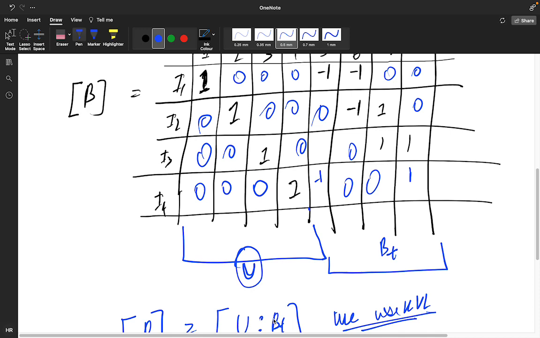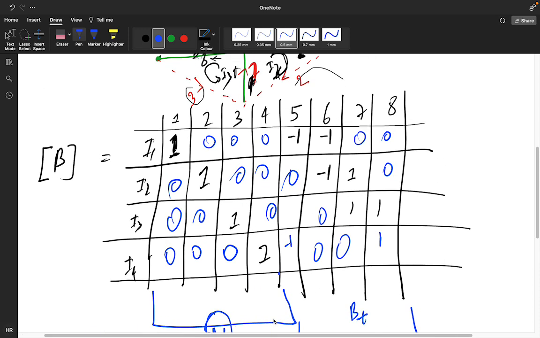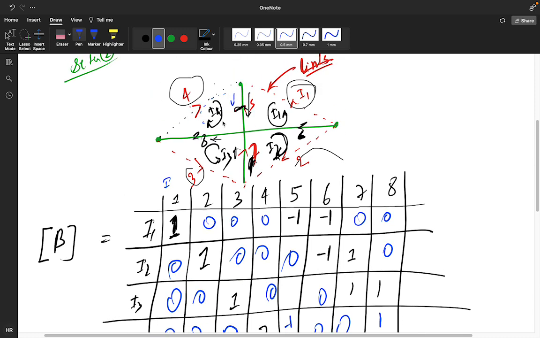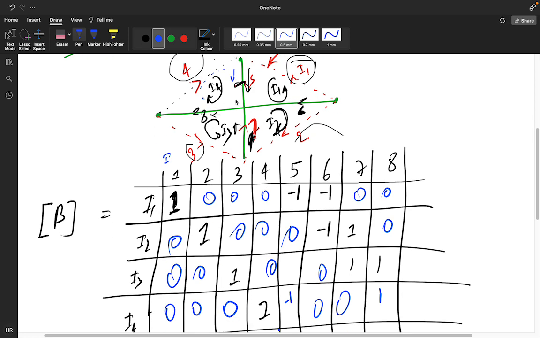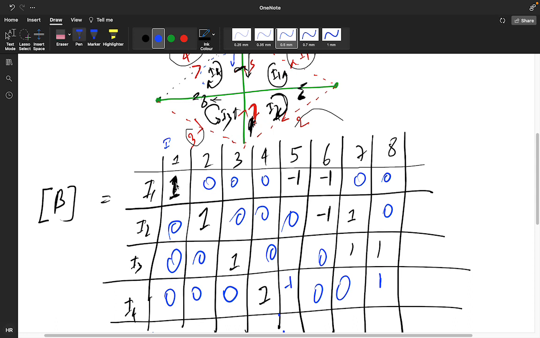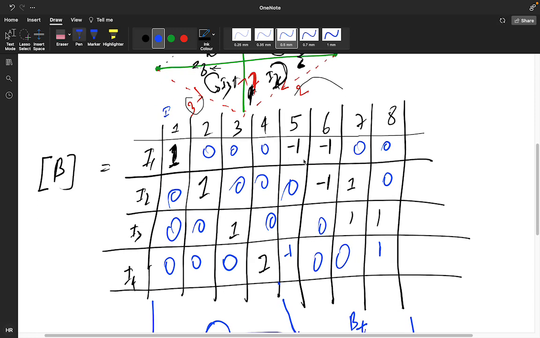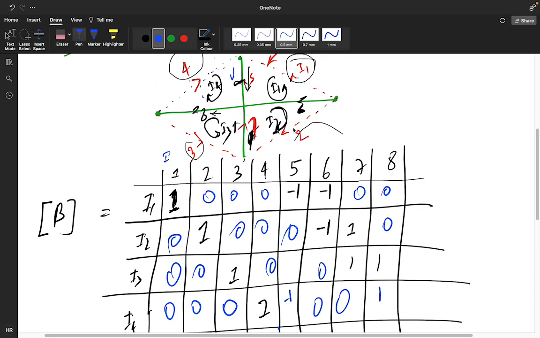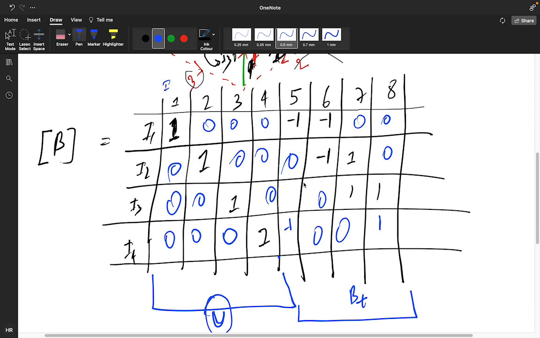BT is nothing but a representation. See, how many loops we got? I1, I2, I3, I4. I1 loop, see the loops. I1, I2, the I1 loop is there. You get the I2 loop, you get the I3 loop, you get the I4 loop. So always you will get the sequence like this: I1, I2, I3, I4, a diagonal matrix. And after that, whatever the remaining terms are, this particular matrix is your BT matrix.